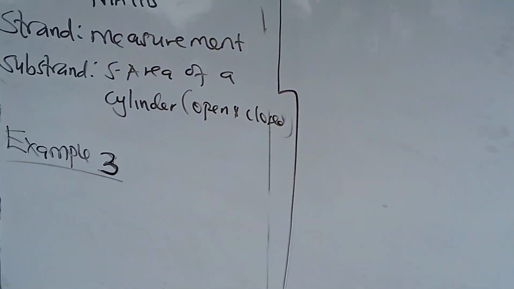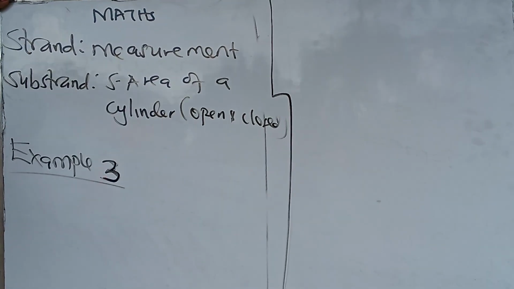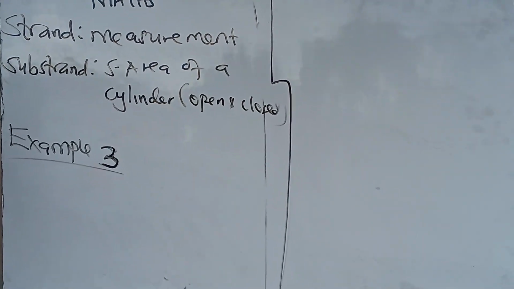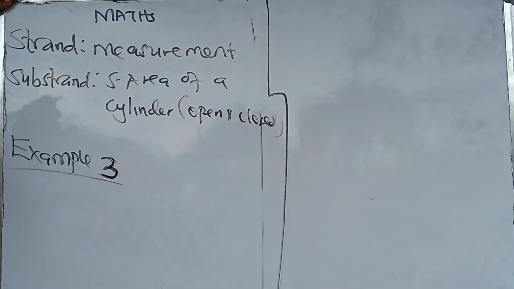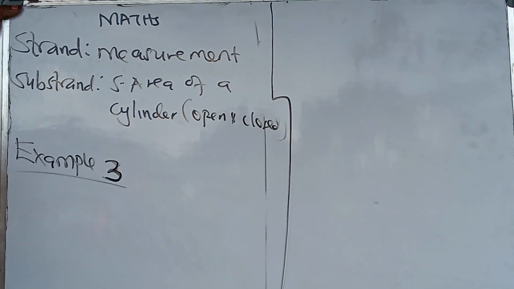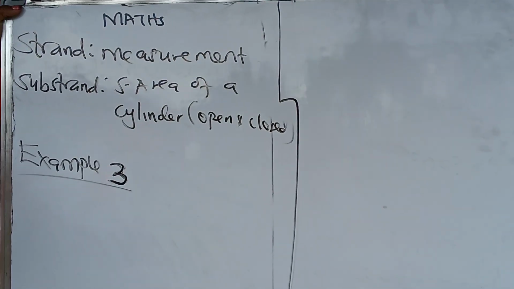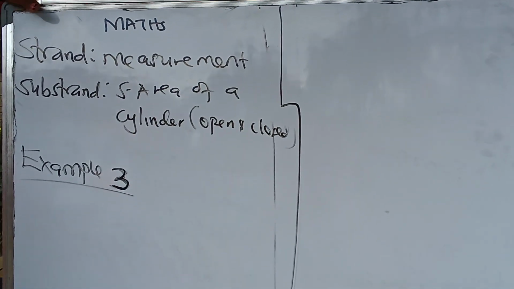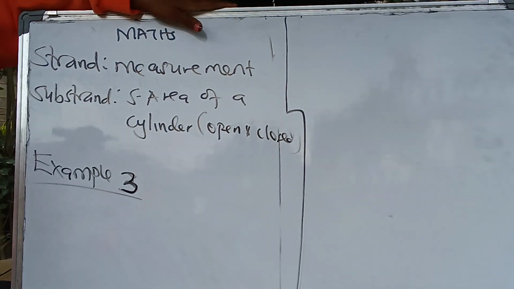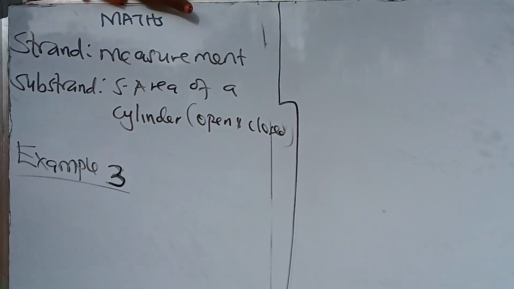So another example, example 3, is whereby you can be given a cylinder in terms of a log or in terms of a trough. A trough is something that is used to feed animals. And a log is just a log which has been cut 2 times to become a cylinder. In that one, you must know a log is always closed and a trough is always open. It is upon you to know.